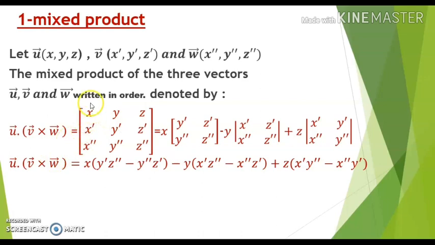Then, we cross out the first column and the first row; it's x, we leave this determinant, we put minus, we cross out the second column with the first row, we put y, and we leave this determinant, and we cross out the first row with the last column, we put z, and we leave this determinant. By calculation of these determinants we get the mixed product. It's a scalar quantity, it's not a vector like the cross product.